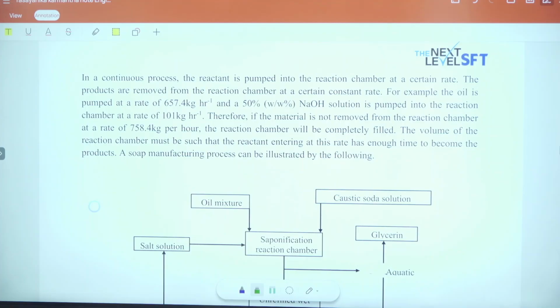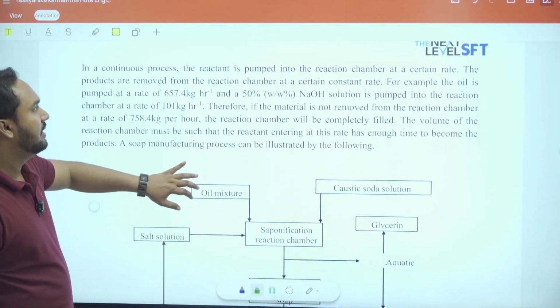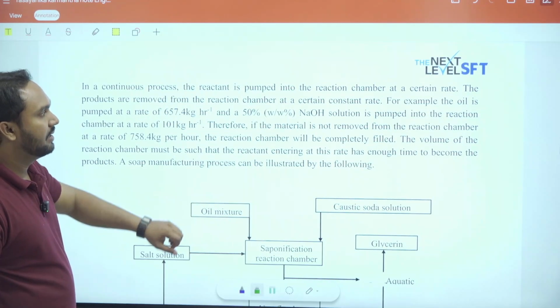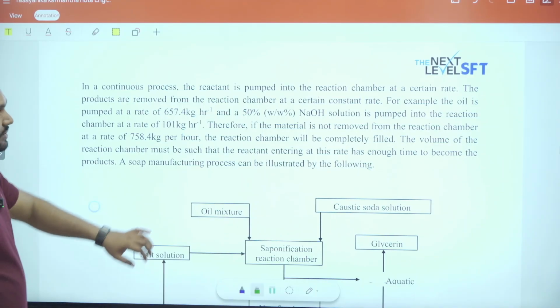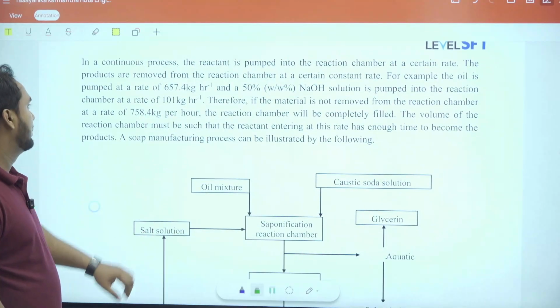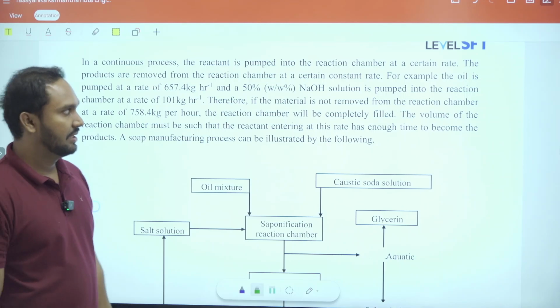For example, the oil is pumped at a rate of 657.4 kilograms per hour and 50% weight by weight NaOH solution is pumped into the reaction chamber at a rate of 101 kilogram per hour. Therefore, if the material is not removed from the reaction chamber at a rate of 758.4 kilogram per hour, the reaction chamber will be completely filled.